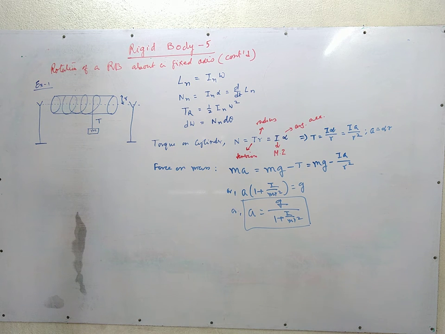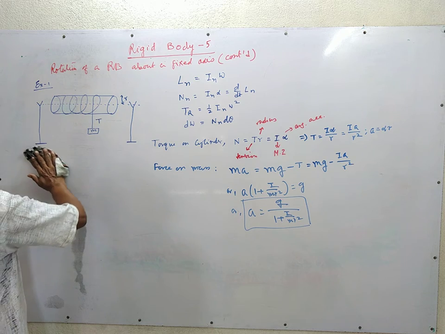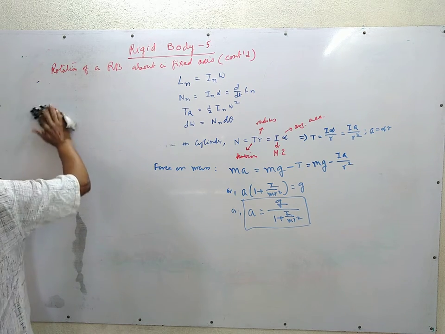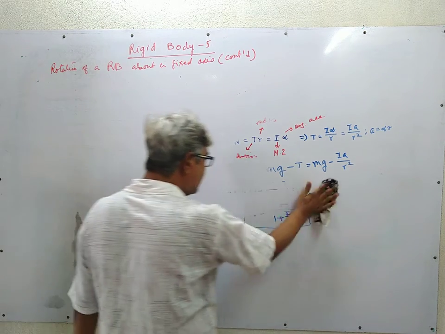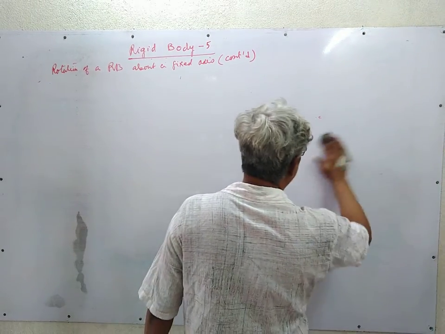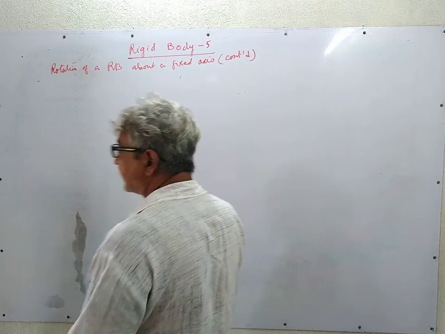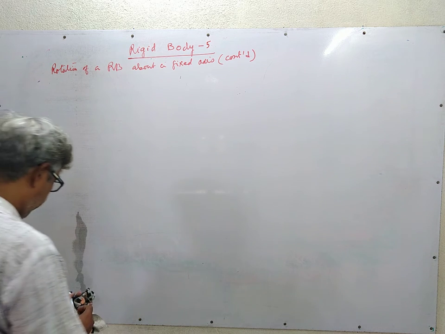Now we extend the theory to a situation where the axis of rotation is in translational motion. That is, a body is rotating about an axis whose direction is not changing, but the axis is in motion. The classic example of this category is a cylinder rolling down an inclined plane, where the cylinder rotates about its own axis, and the axis is in translational motion down the inclined plane.